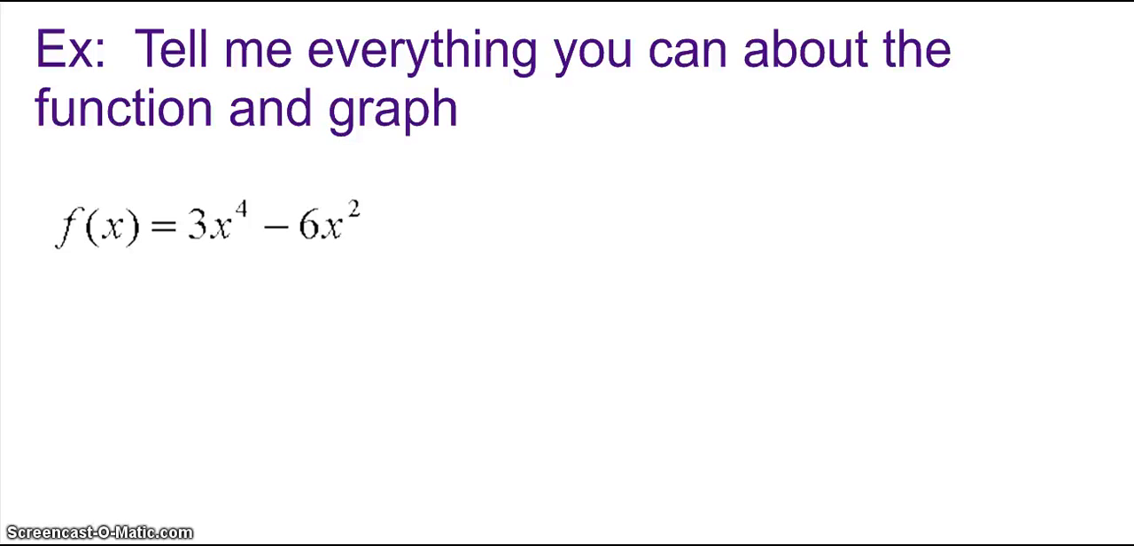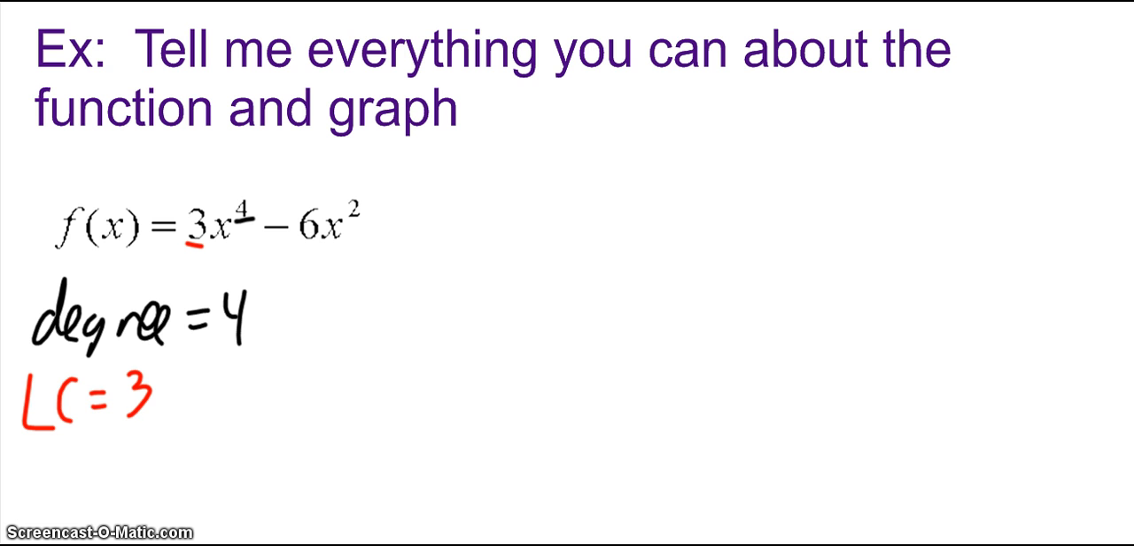Alright, so tell me everything you can about the function and then graph it. So what do we mean by that? I want to know the degree, the leading coefficient, the end behavior, the possible real zeros, the actual real zeros, the intercepts, all that fun stuff that's written down. So what do we notice at first? Well, degree. Degree is the highest exponent, so degree is 4. Leading coefficient is the number in front of the term with the highest exponent. So the leading coefficient is 3.